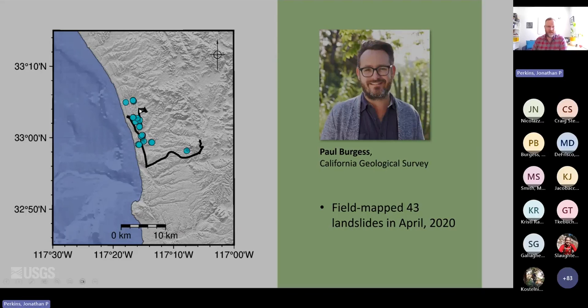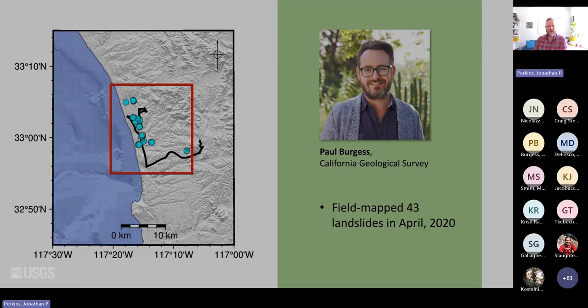And so you can see in this area the landslides that Paul mapped are these blue dots, and then we have the GPS tracks that he traveled in black there. So we didn't get full coverage of this area, but in the short amount of time he was able to document quite a few landslides around Encinitas.